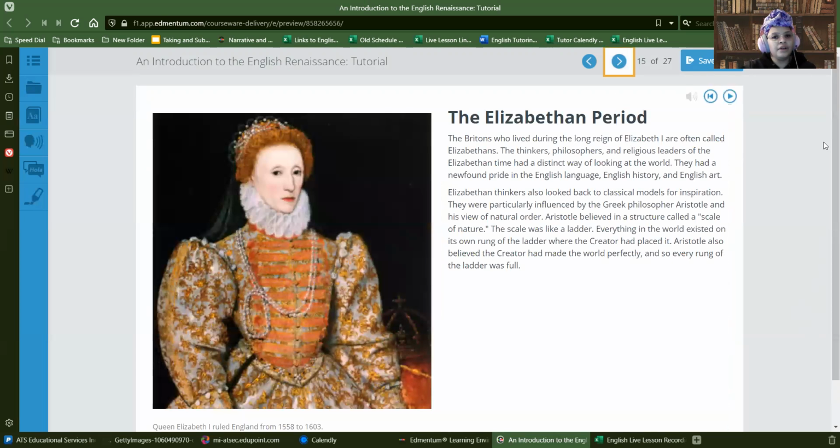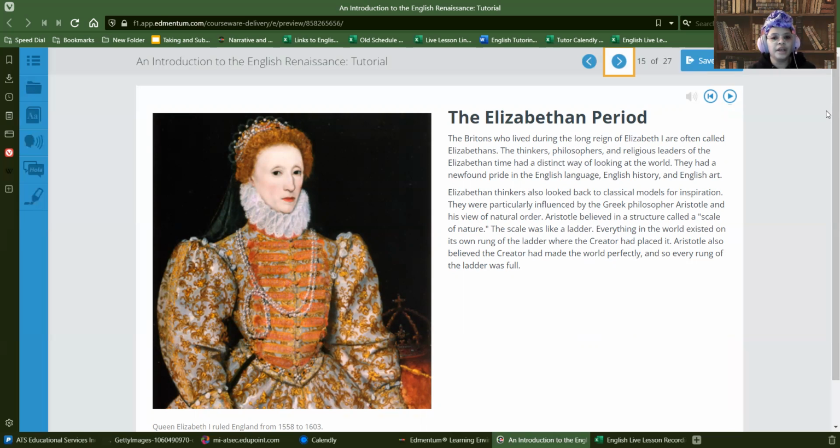Let's see. Okay, so then we have the Elizabethan period. So Britons who lived during the long reign of Elizabeth I are called Elizabethans. The thinkers, philosophers, and religious leaders of the time had a distinct way of looking at the world. So they were part of this time period, the Renaissance, and they definitely look back to classic models for inspiration. They were influenced by Aristotle specifically in his view of natural order.